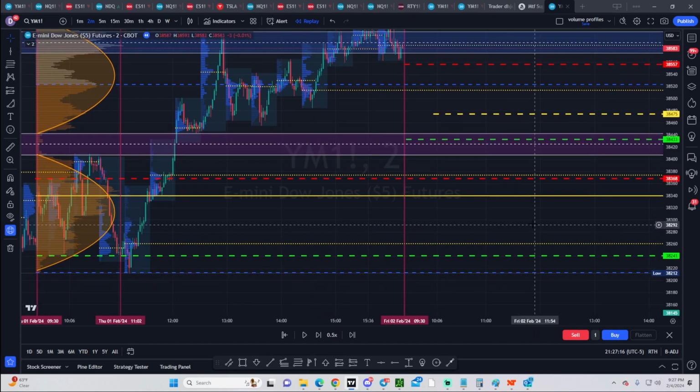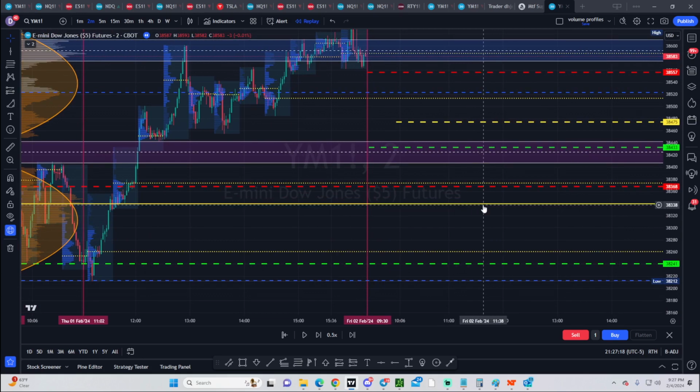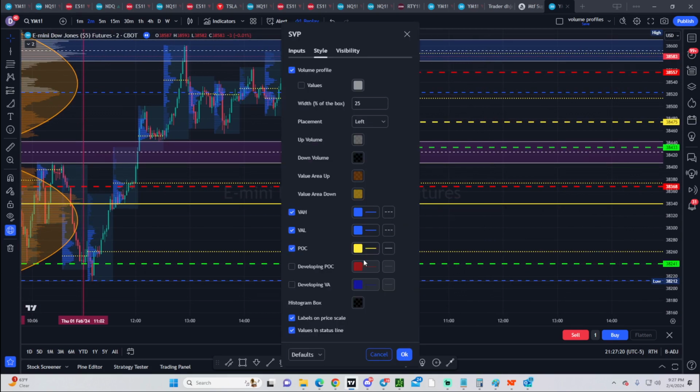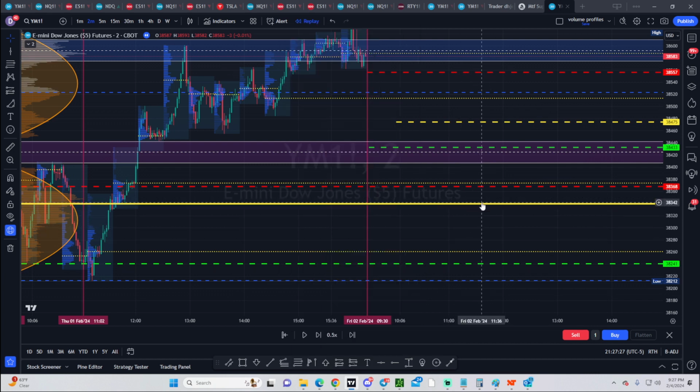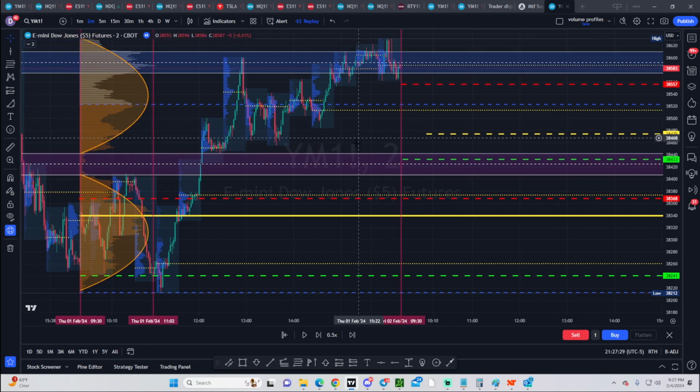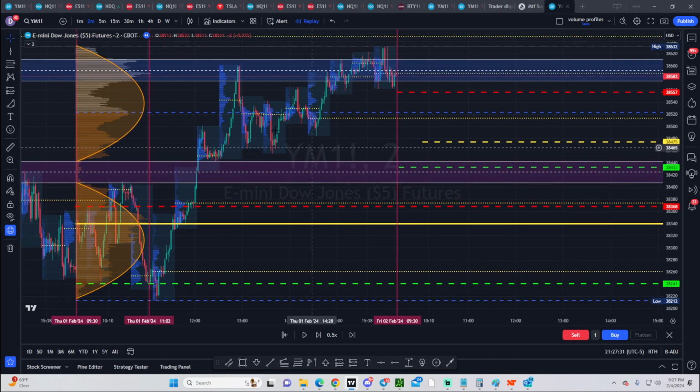So let's recap real quick. So here we have the POC. What I'm gonna do with this POC is make it super big, and we're gonna leave it just right here. And I promise you, I have not looked at this particular example before, so I don't even know what's going to happen. I know that we have an opening range here.